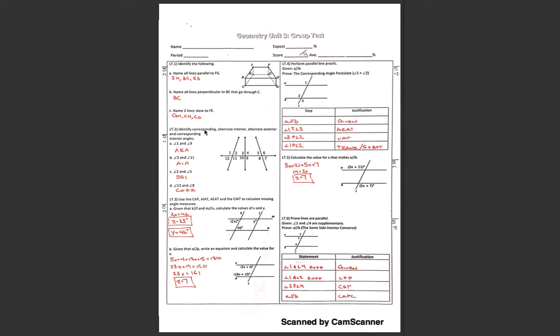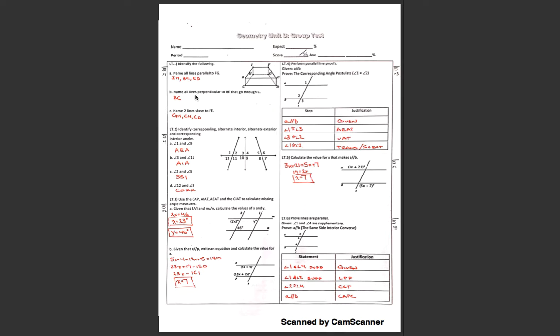So on the first page here, for learning target 1, you are naming all the lines that are parallel to FG. Well, FG is this vertical line in the back, and so all the other lines that are parallel to FG would be the other vertical lines. So you've got IH, you've got BC, and you've got ED.